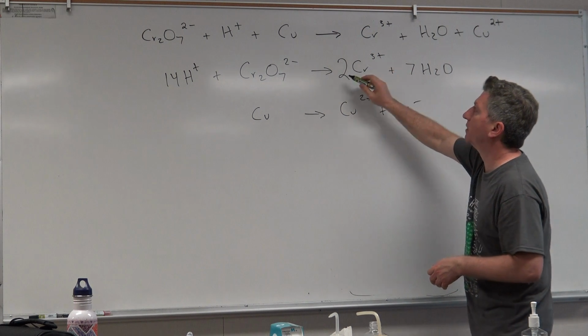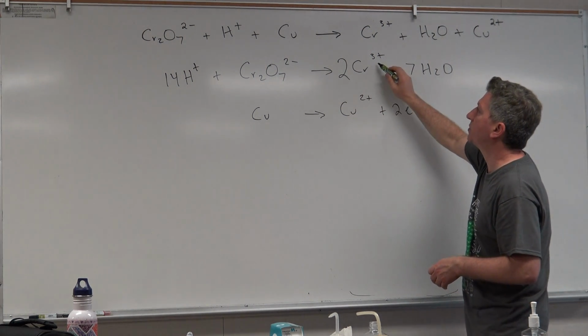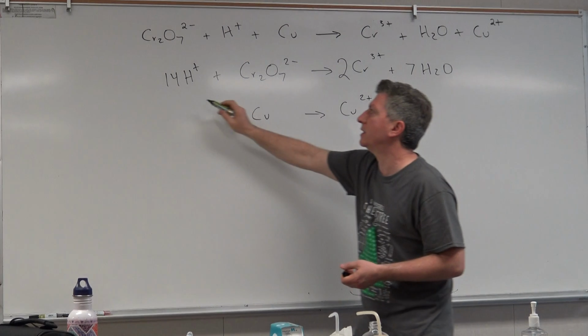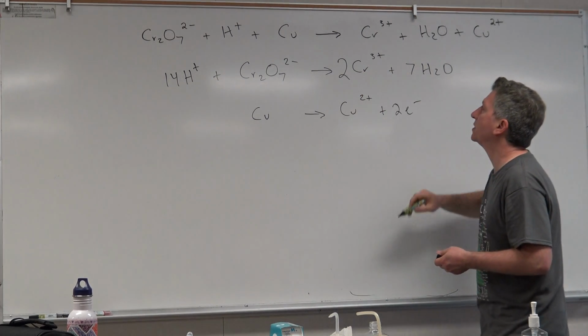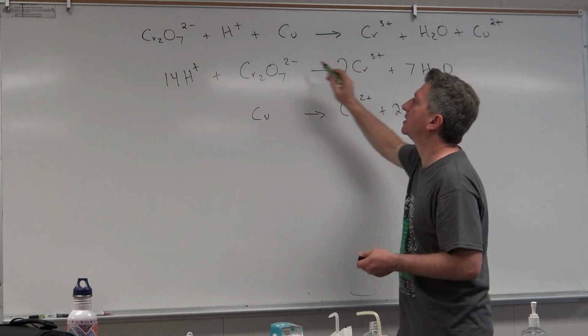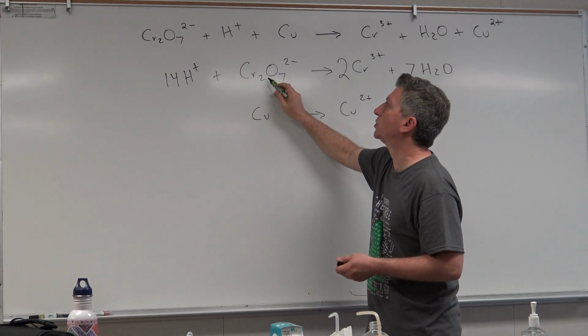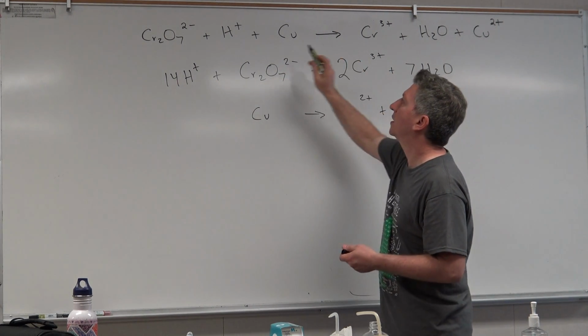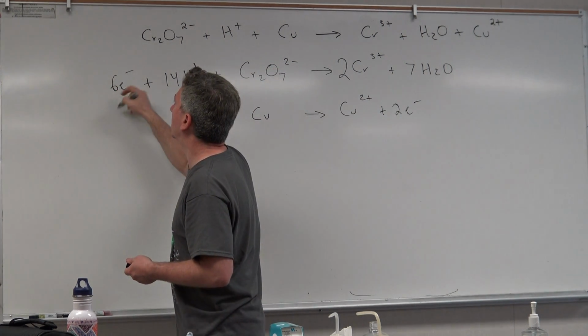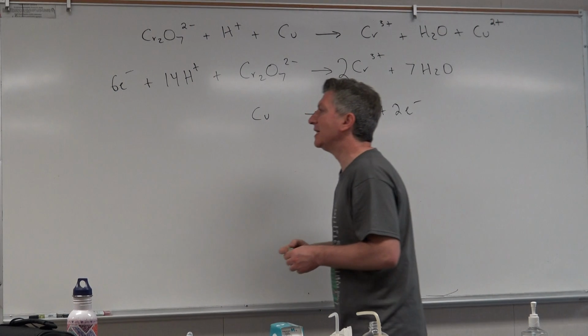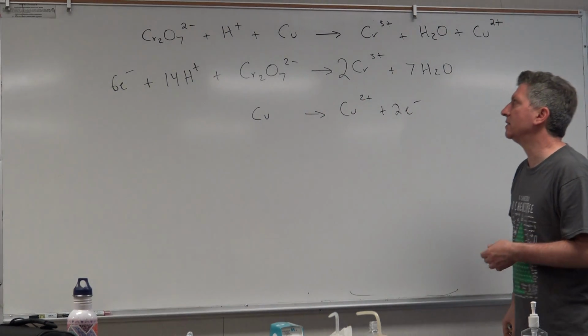2 times 3, you multiply the coefficient by the charge, so 2 times 3 would be plus 6, just like I did here. 14 plus 1 is plus 14. So 2 times plus 3 is plus 6, so that's plus 6. This is 14 plus, so that's plus 12. Plus 6 plus 12, so I have to add 6 electrons to this side. So that's how you balance the charge.